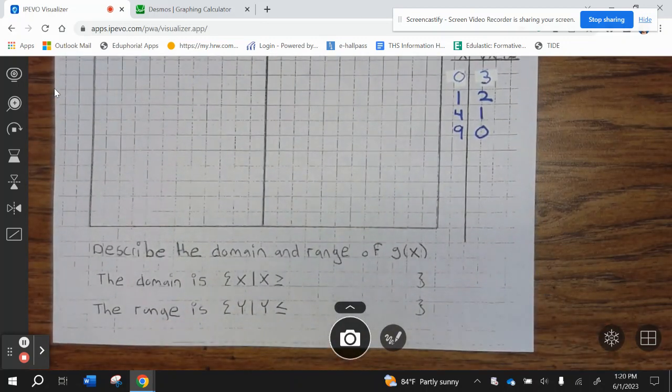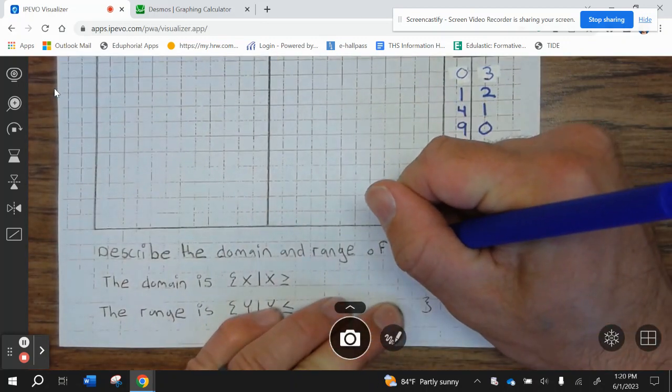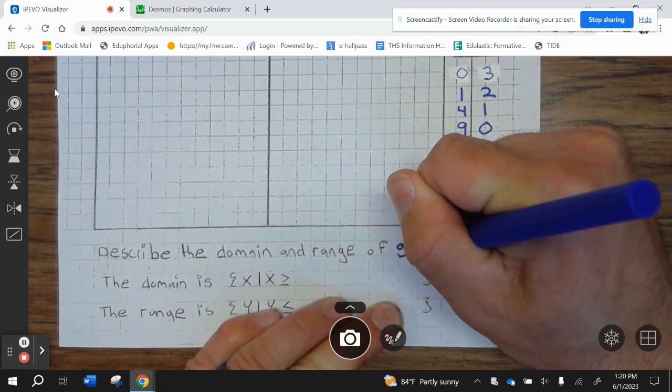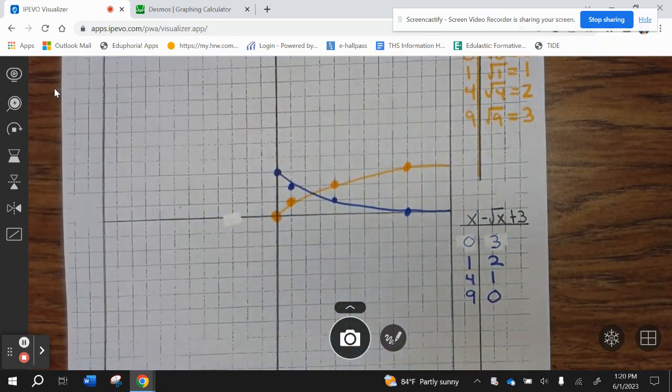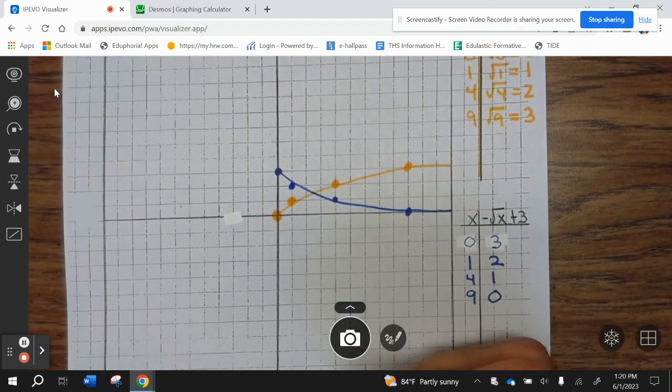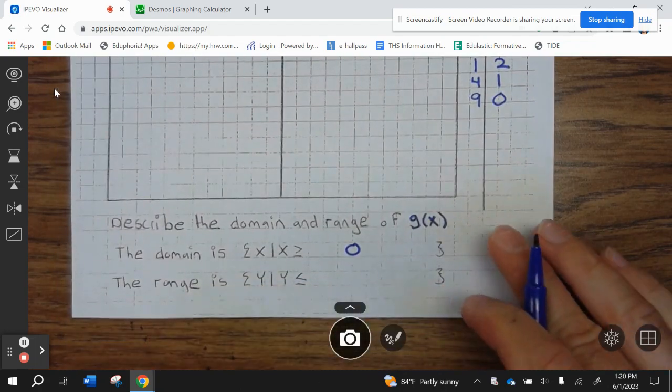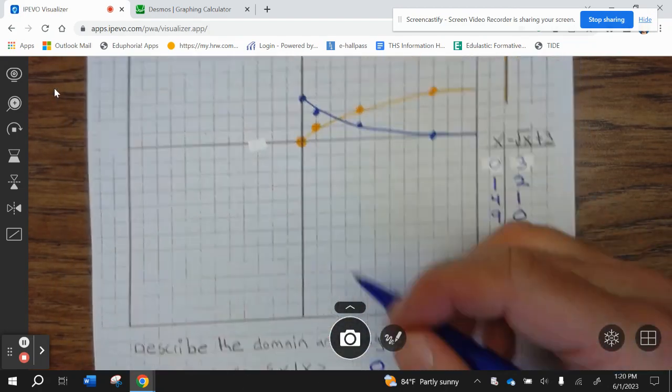Describe the domain and range of g of x. Now, g of x is what we did in blue, okay? So domain is greater than or equal to 0, but the range is y less than 3.